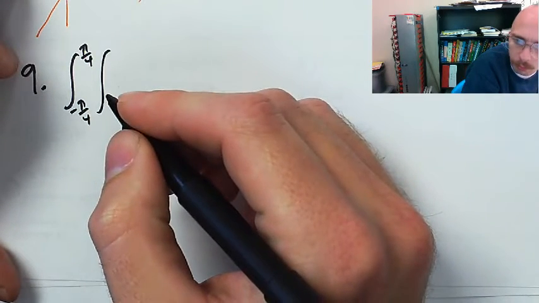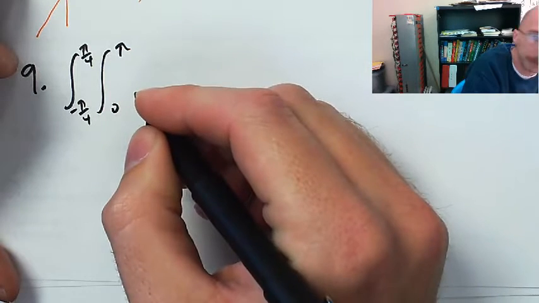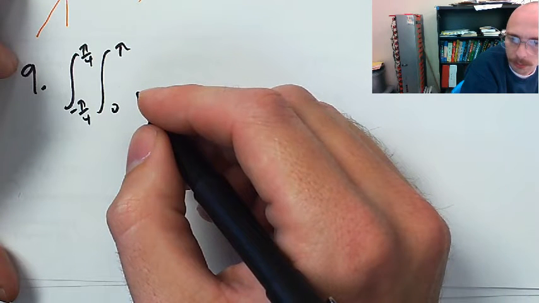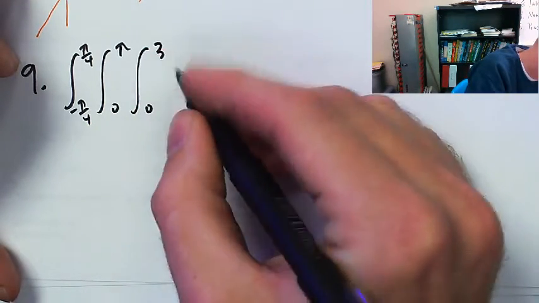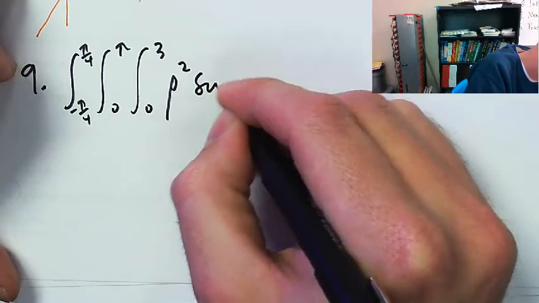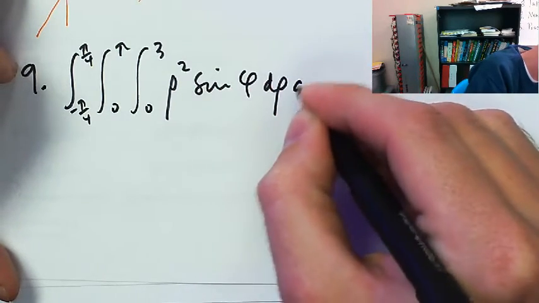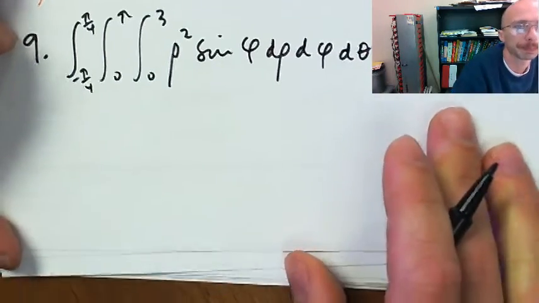On theta. Phi going from 0 to pi. Okay, so that's the full circle. And rho going from 0 to 3. Oh yeah, I knew that already. So rho squared sine of phi d rho d phi d theta.